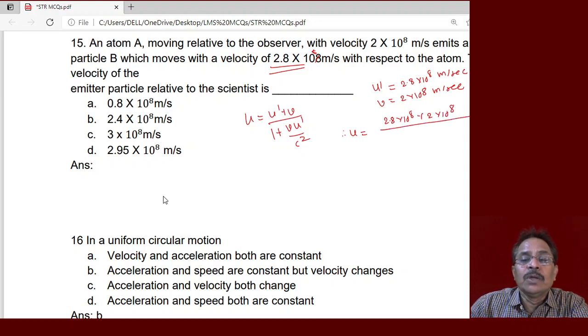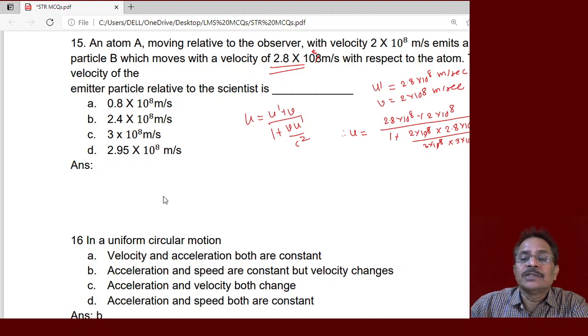So divide by 1 plus, this is 2 into 10 raised to 8 multiplied by 2.8 into 10 raised to 8, divide by, this is 3 into 10 raised to 8 multiplied by 3 into 10 raised to 8. So just go for this calculation. Now 10 raised to 8 is the power, same for both of these. 2 plus 2.8 is 4.8, divide by 1 plus, here this 10 raised to 8 and 10 raised to 8, everything gets cancelled. So I'll just get 2 into 2.8 is 5.6, divide by 3 into 3 is 9.